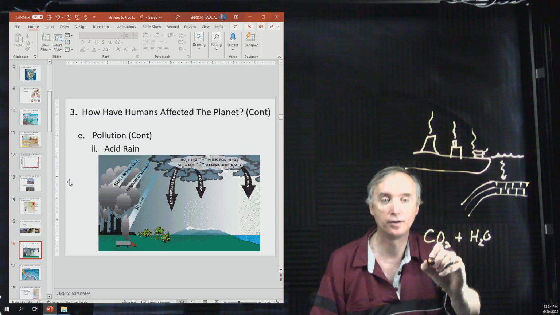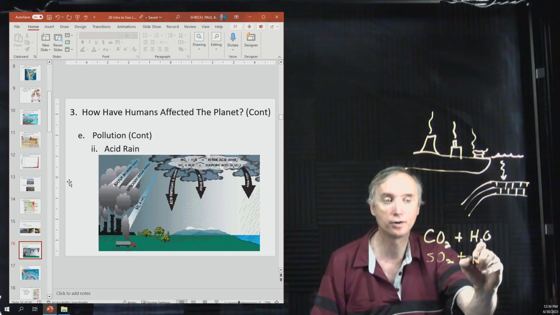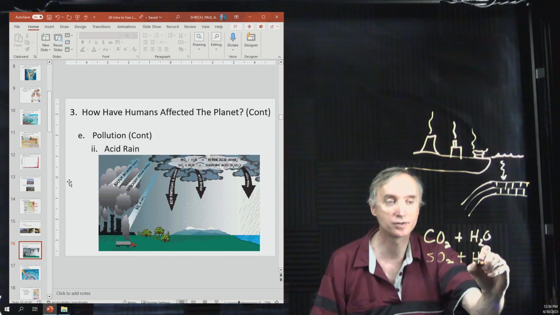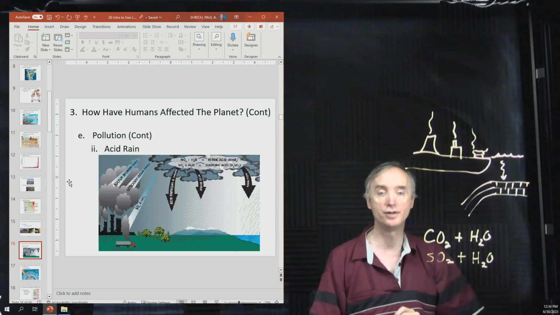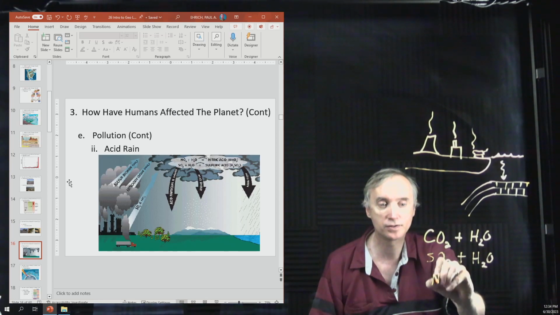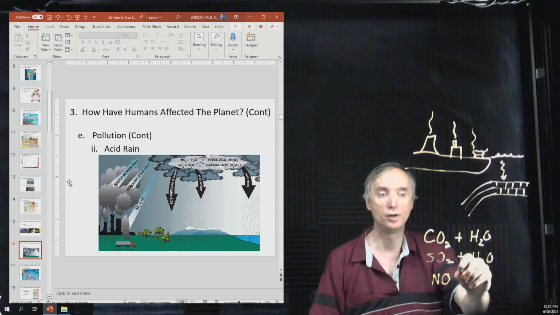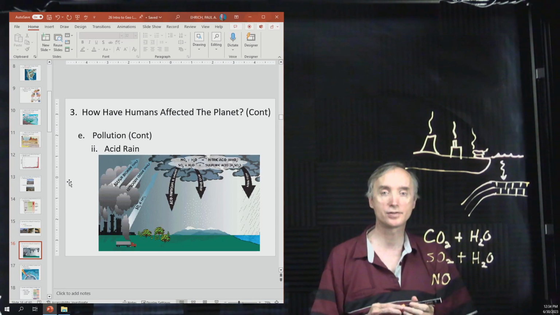Also, you have sulfuric acid, which is a result of mixing water with sulfur dioxide. So that's another kind. Then you can also have nitric acid, which is a result of mixing nitrous oxide with water. So these are all different kinds of acids that can be formed.